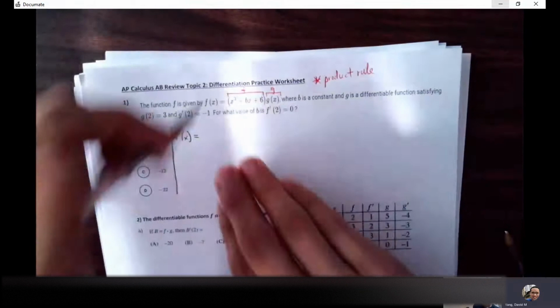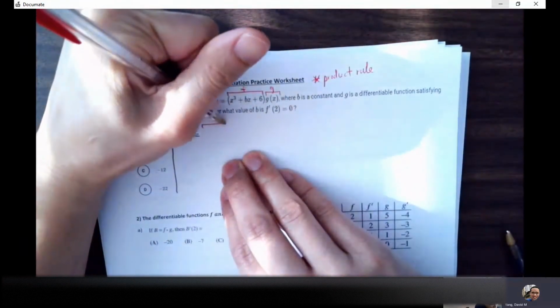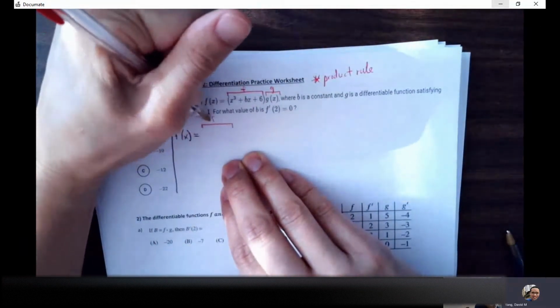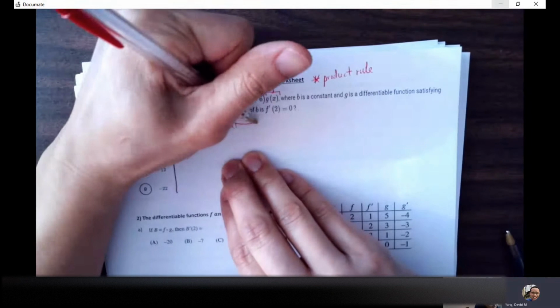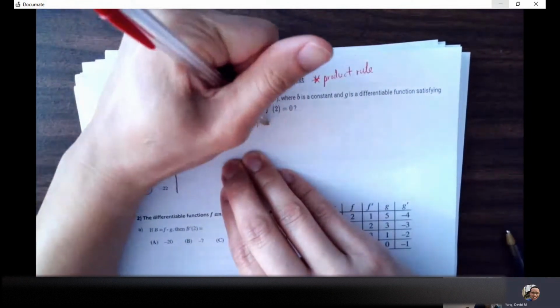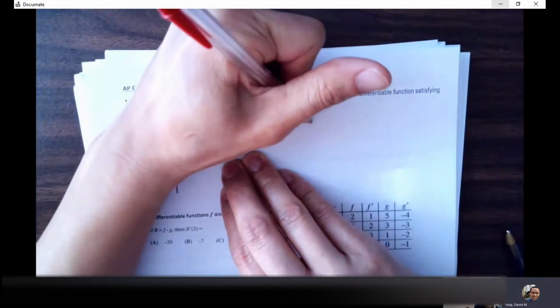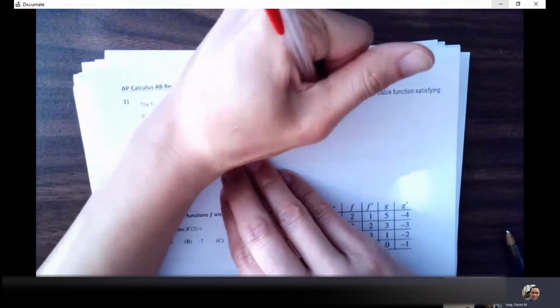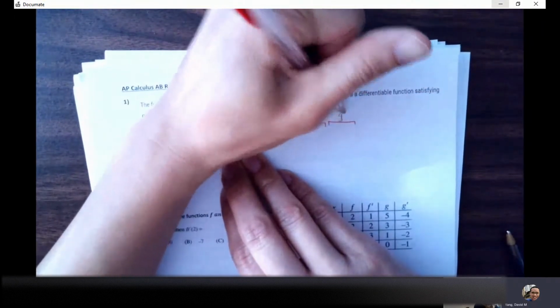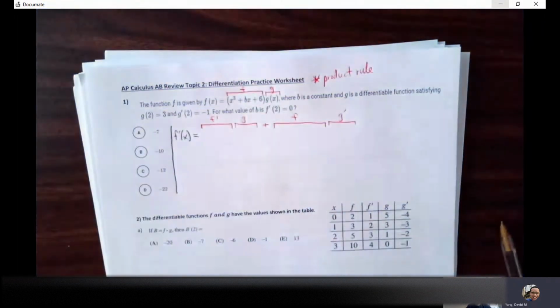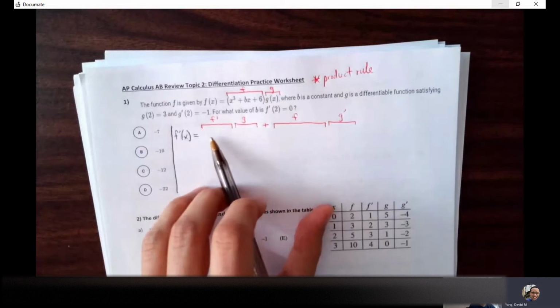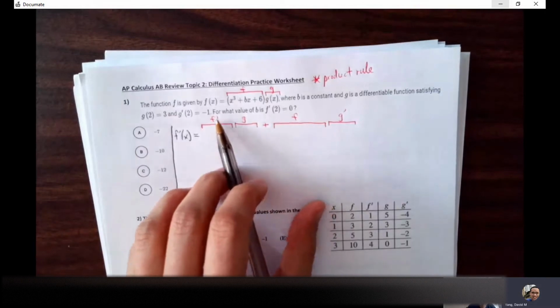I'm going to lay everything out here. So we'll start off with f prime. We'll move to g plus f, and then g prime. Okay, so first up is f prime.